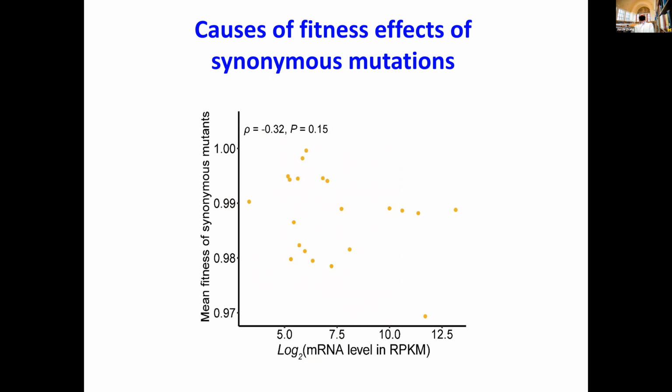Now we want to understand what is causing synonymous mutations' fitness effect. The first thing that comes to mind is codon usage, okay? And we know highly expressed genes have more biased codon usage. So presumably, synonymous mutations in highly expressed genes would be more deleterious. And so the x-axis in this graph is the expression level of the gene. The y-axis is the mean fitness of the synonymous mutants in that gene. And we're expecting a negative correlation.